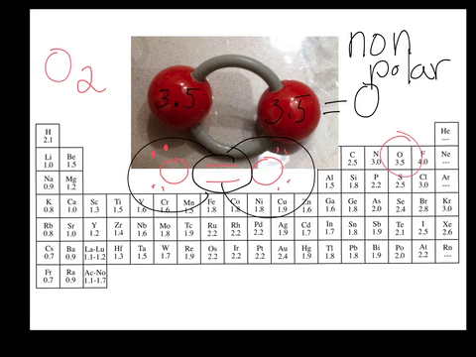Of course, you do know the shape of this molecule, I'm sure. This is a linear molecule. Both atoms are in a straight line with one another.